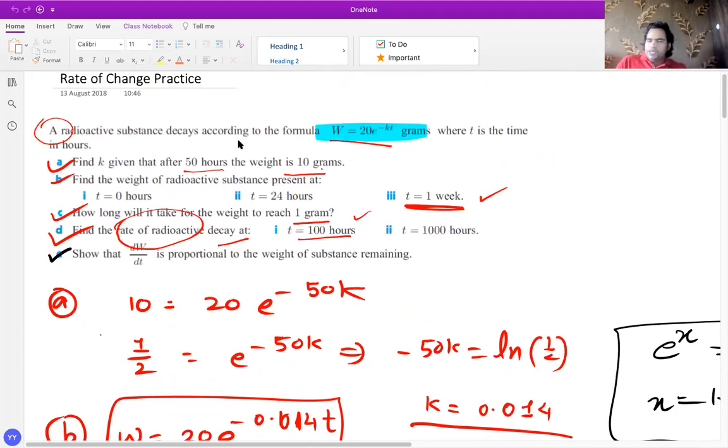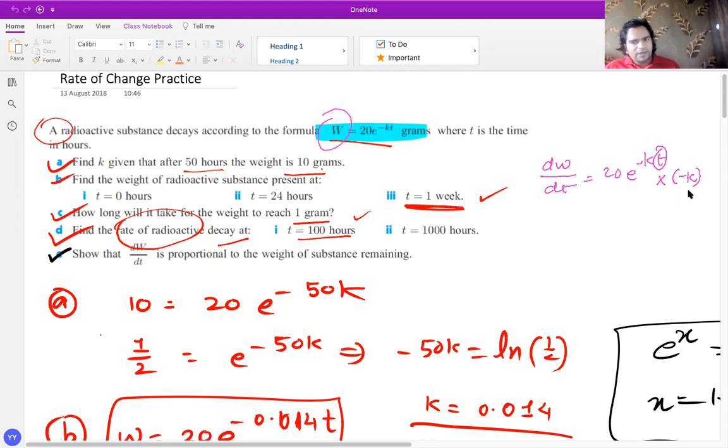Now coming back to our rate of change question, they're saying: find the rate of radioactive decay at t equals 100 hours. Rate of change is nothing but the derivative of W with respect to time. So dW by dt is going to be 20 e to the power negative kt times negative k. This is the rate of change formula. Now we plug the t value here, and you'll get the exact rate of change at that 100 hours.